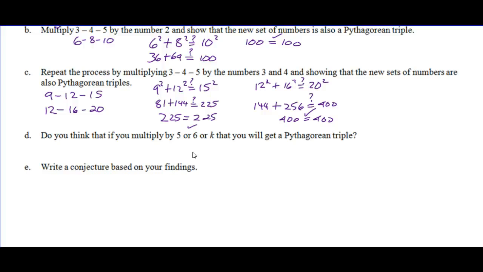Do you think if you multiply by 5 or 6 or even k that you will get a Pythagorean triple? Yes, because of the multiplication. Yes. Okay, so we think we will. Write a conjecture based on your finding. Okay, so now you want to try and come up with, in your own words, how are you going to say this?